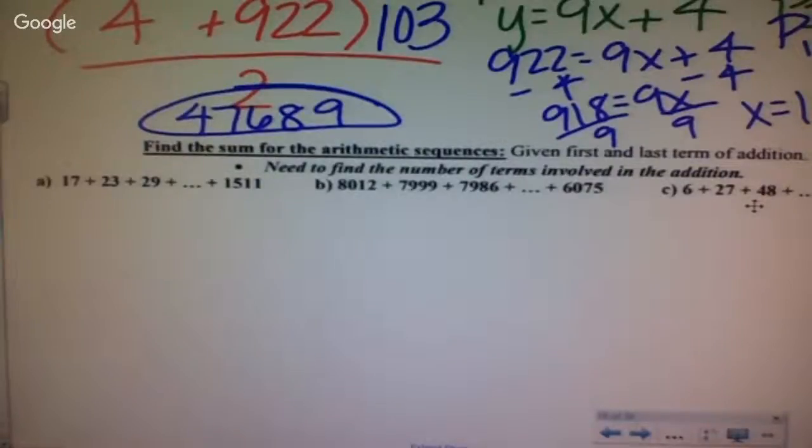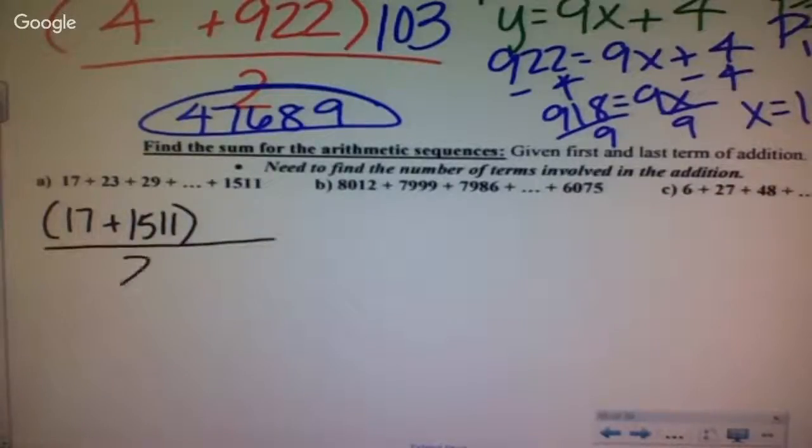Okay, the next ones are the same type of thing. So, A tells me my first number is 17, my last number is 1511. I don't know how many terms I have. So, in other words, to do this, we need y equals. What is my pattern here? Plus 6. So that makes this 6x plus 17.